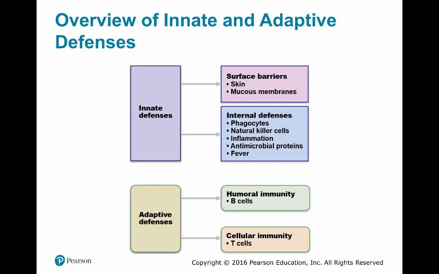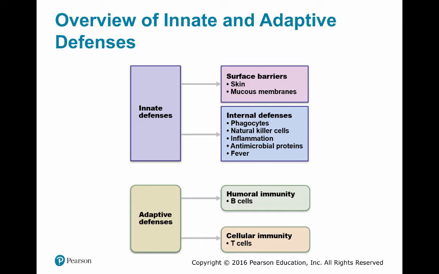So that is one of the very first places that these foreign particles or cells will come in contact with. So what we're going to first try to do is make sure that there's a wall so that it can't actually come within that wall. And so that's the surface barriers. The second part of innate defense is all the internal defenses. So we talked about phagocytes, natural killer cells, inflammation, antimicrobial proteins, and a little bit about fever. All of those things happen kind of quickly.